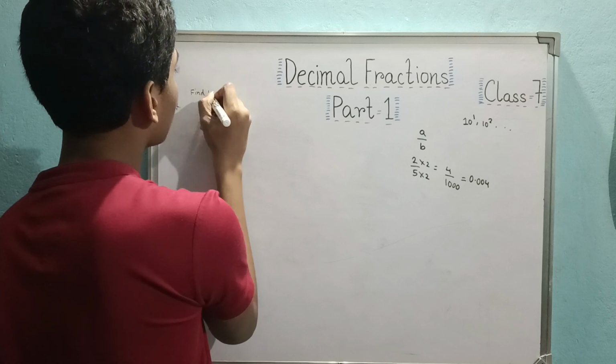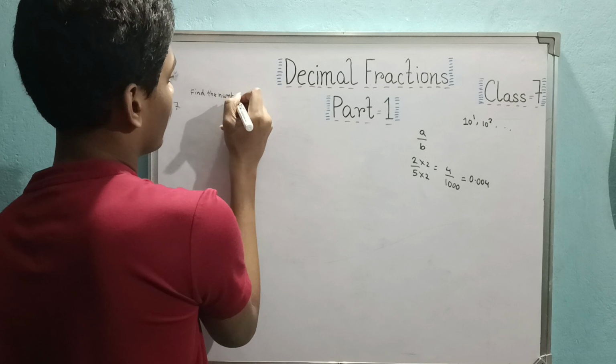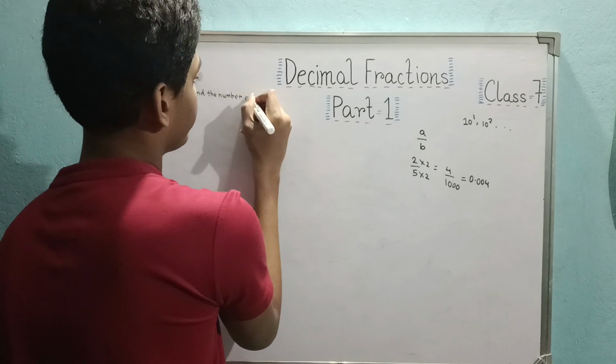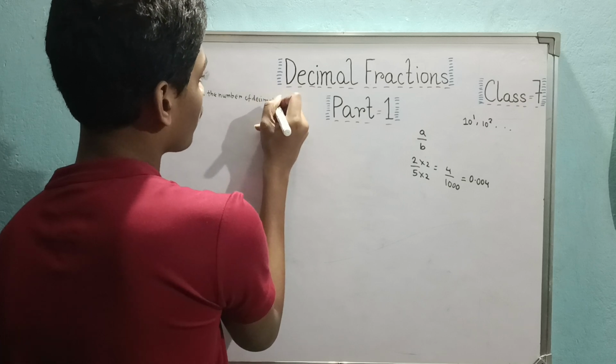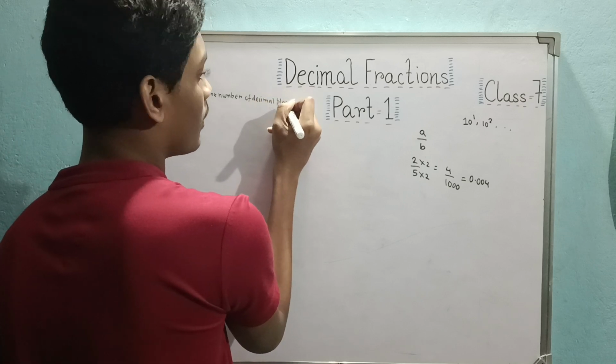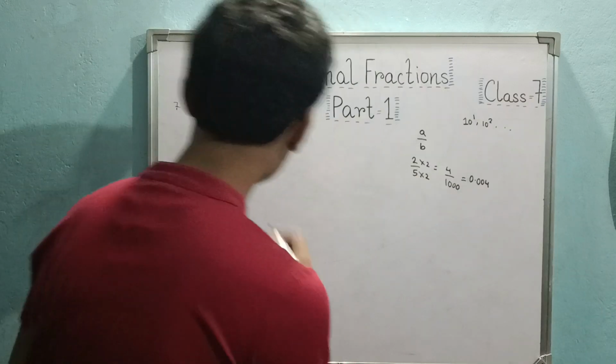Find the number of decimal places. This is another heading. So this is where, after the decimal point, we have to check how many places are there. That's very easy. First one what?